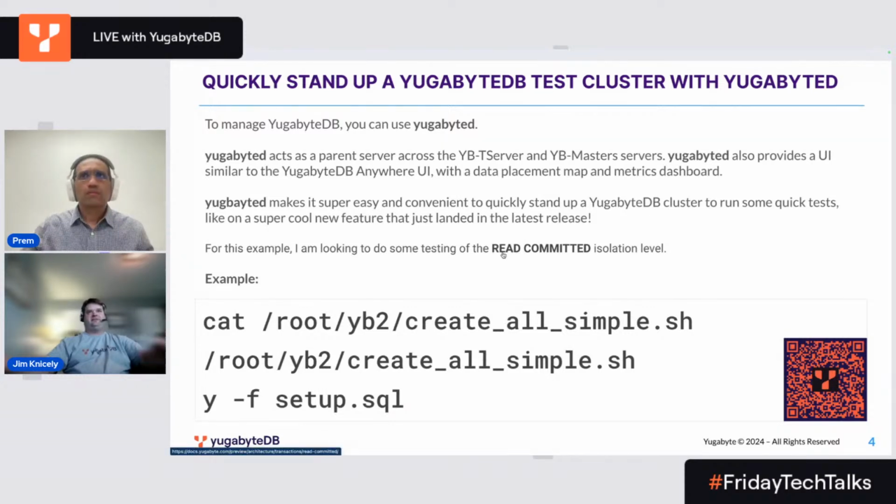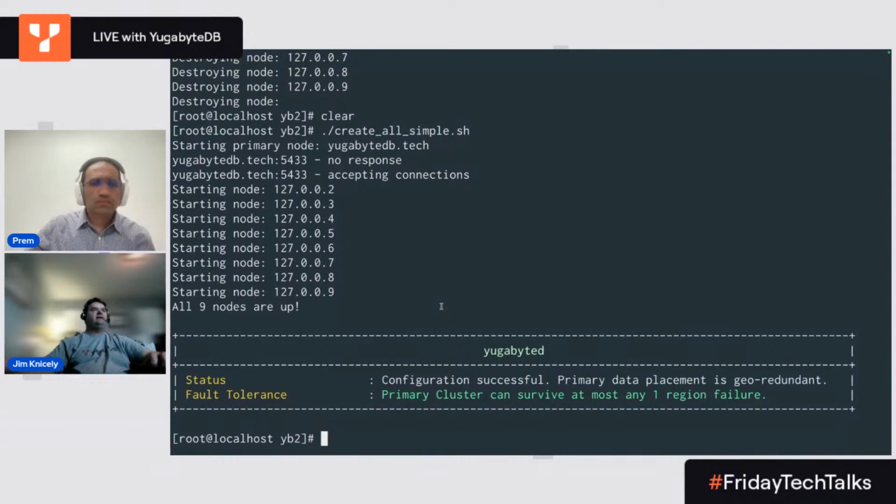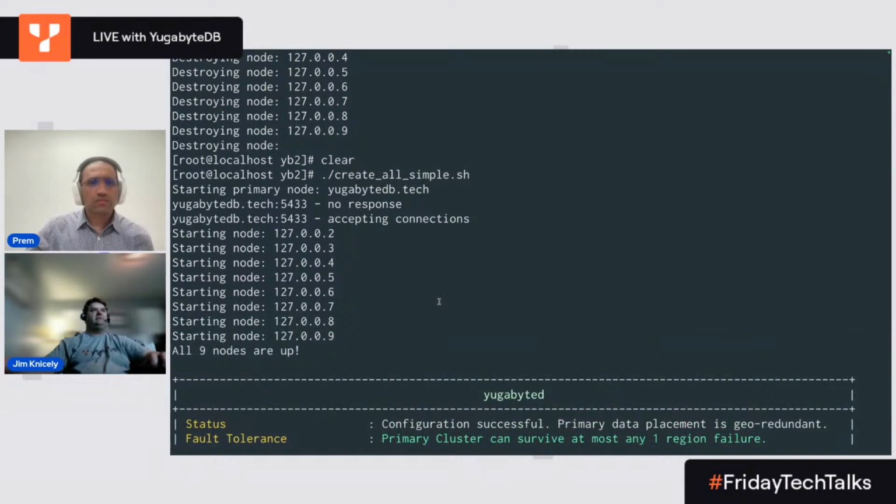For instance, for this tip, I'm going to be testing read committed, right? It's a new isolation level. What I've done already over here is I have a script, and when you go to the tip site, it'll show you what's in this script. Basically, I'm creating a 9-node cluster. I've already run this to save some time. It takes about 15 seconds to stand up, but it just loops through.